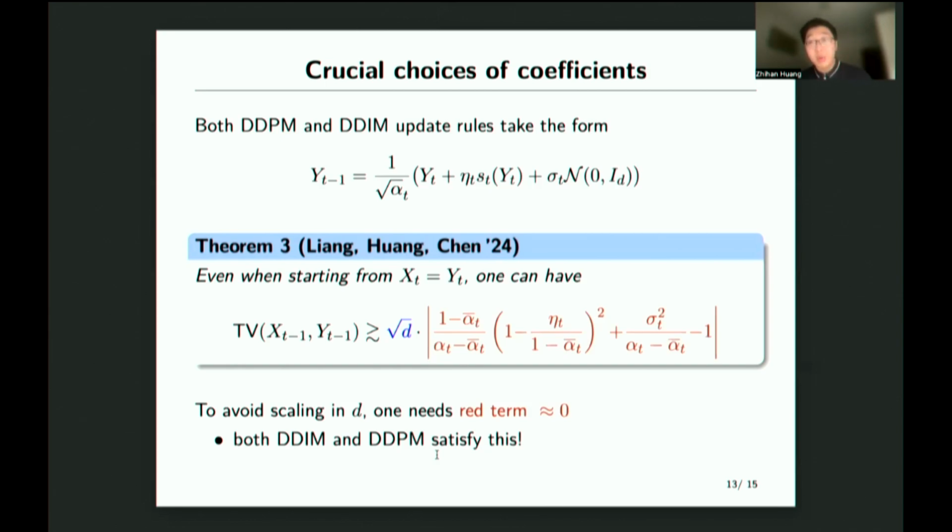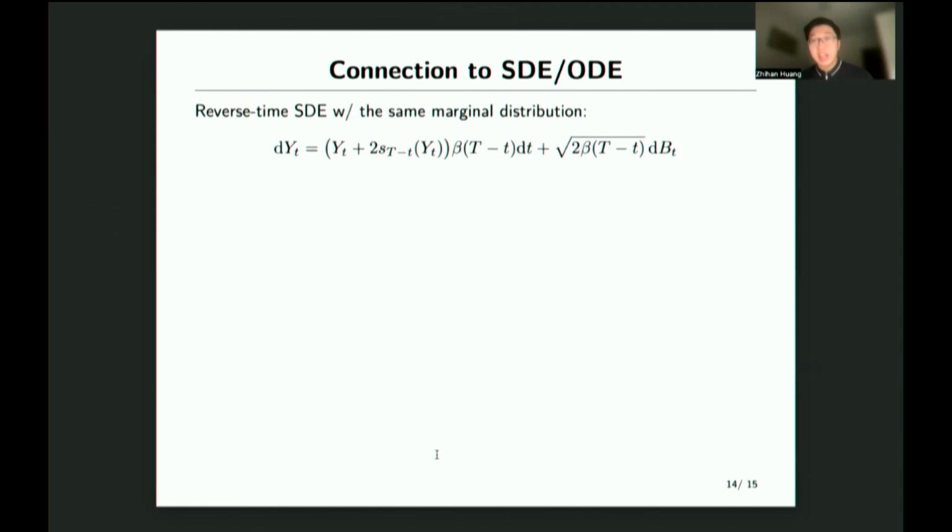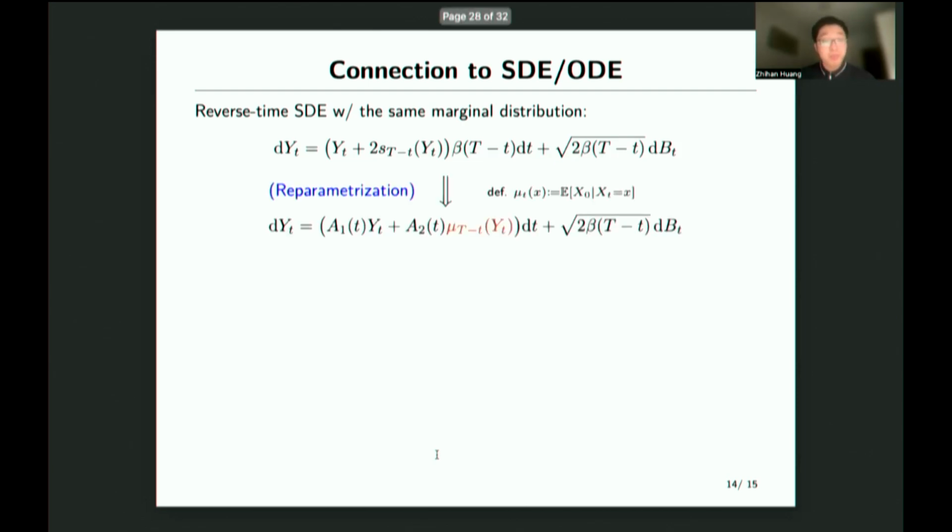And the takeaway is, if we want to get an adaptive sampler, adapt to the intrinsic dimension, the sampler must be close to the DDIM, DDPM sampler. And to give you some intuitions of why this is true, we need to connect it back to the SDE and ODE. So here I present the reverse time SDE with the same marginal distribution.